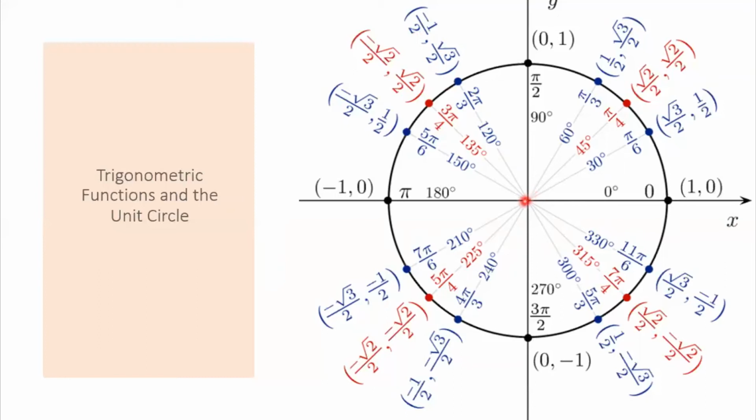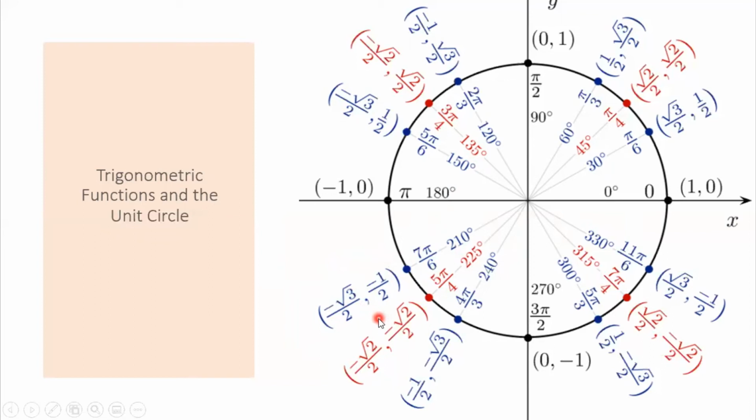How about the sine of 7 pi over 6? You locate 7 pi over 6. That is 210 degrees, meaning from the initial point going to this point forms an angle of 210 degrees or 7 pi over 6. And the cosine of 7 pi over 6 is the x-coordinate of the terminal point, which is negative square root of 3 over 2.